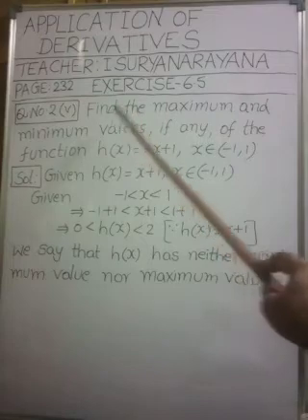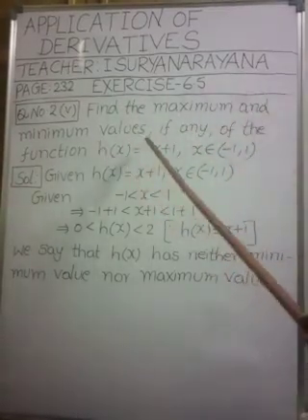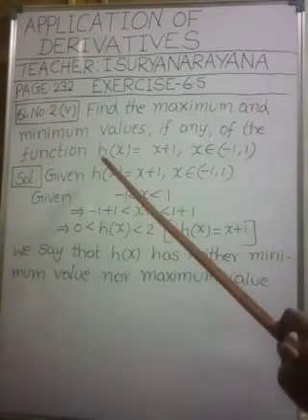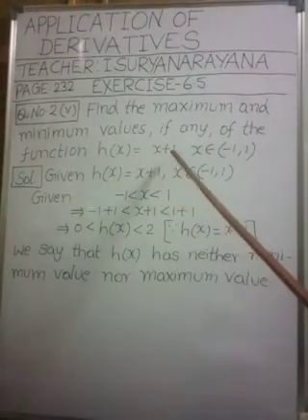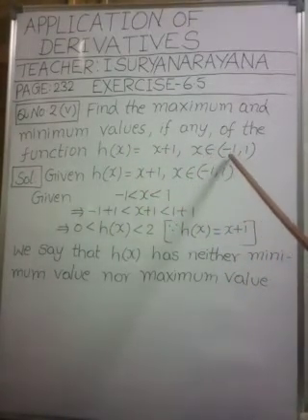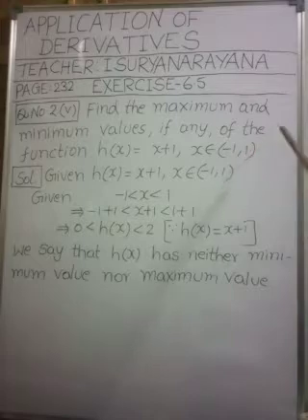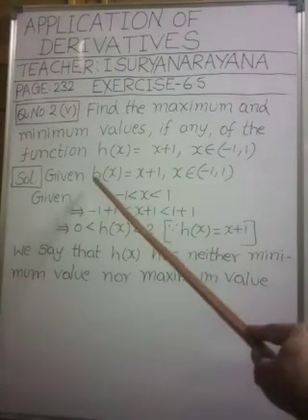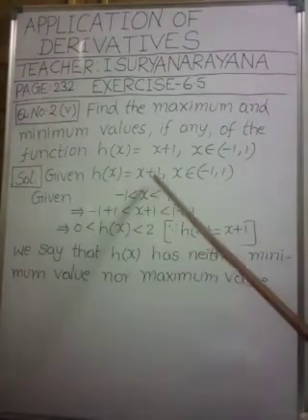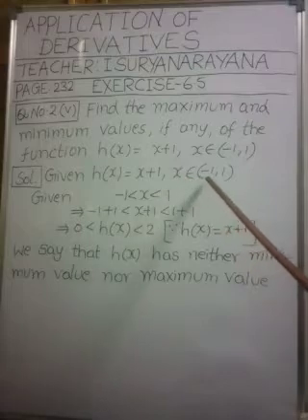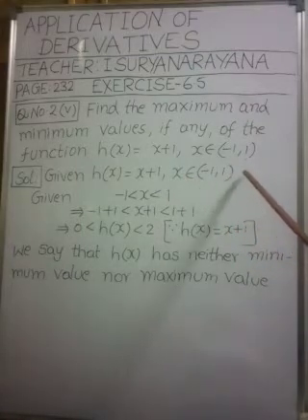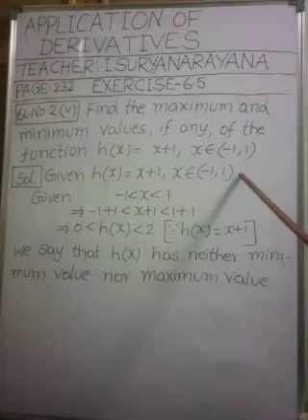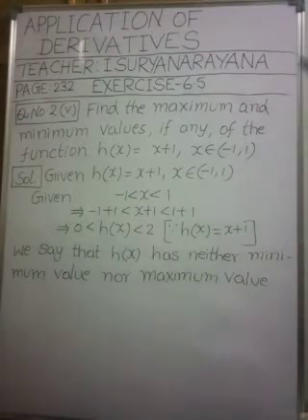Find the maximum and minimum values, if any, of the function h of x is equal to x plus 1, x belongs to the open interval minus 1 comma 1. Understood this question, my dear children? Right. Come to the solution part. What is given here? h of x is equal to x plus 1, x belongs to the open interval minus 1 comma 1. We have written the given data in this step.